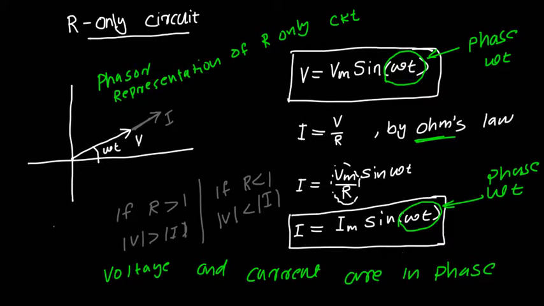In the case of an inductor or in the case of a capacitor, we cannot use Ohm's law because inductors and capacitors do not obey Ohm's law. They are not ohmic components. The resistor obeys Ohm's law, the relation is a linear function. That is why Ohm's law can be applied here.